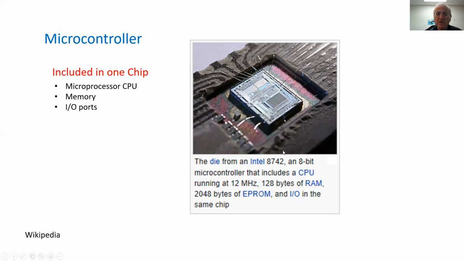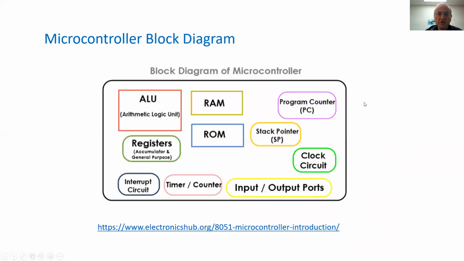This is an example of Intel 8742, which is an 8-bit microcontroller, includes a CPU at 12 megahertz. It has 128 bytes of RAM. It has 2048 bytes of EEPROM, and I/O all on the same chip. We see the general architecture of a microcontroller is shown over here.